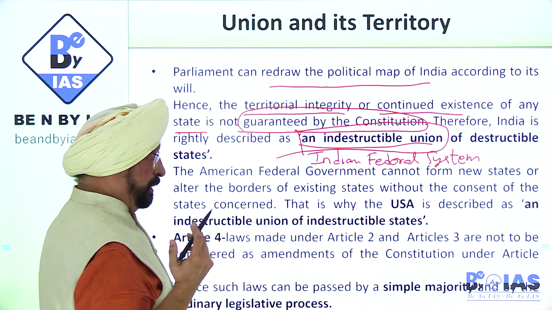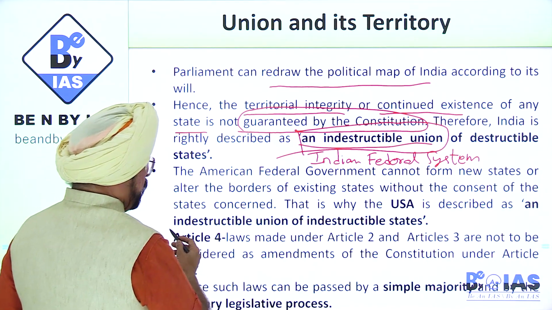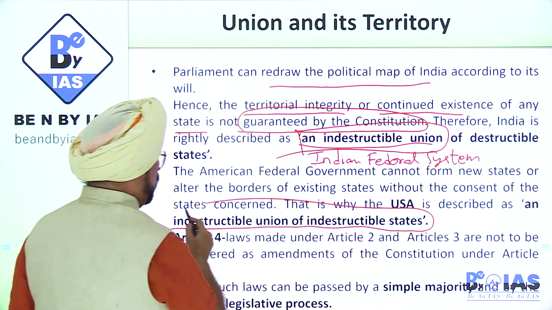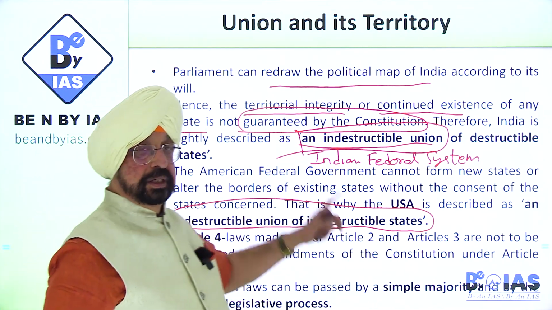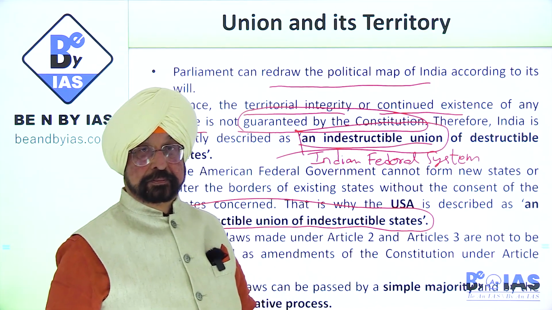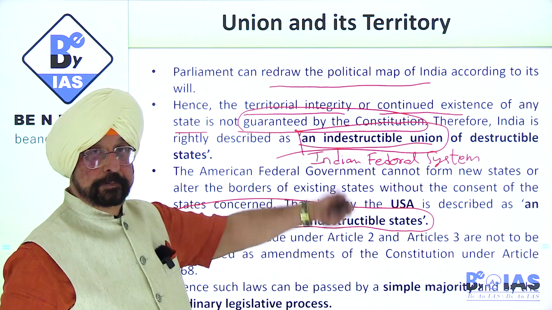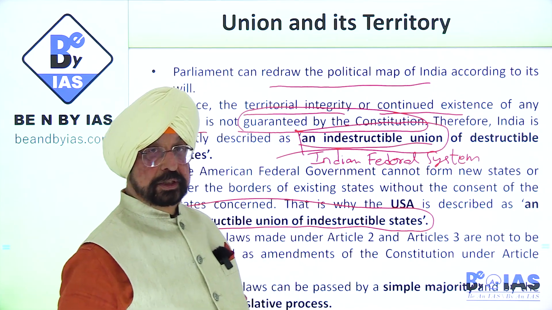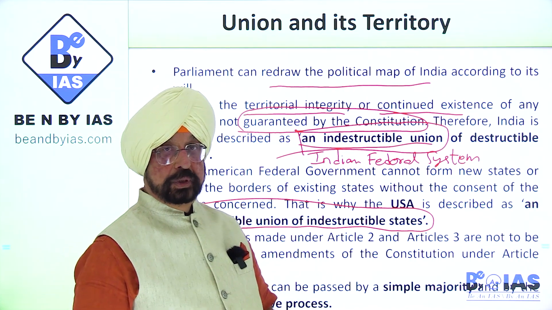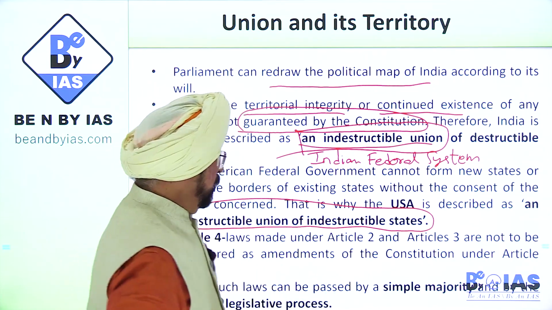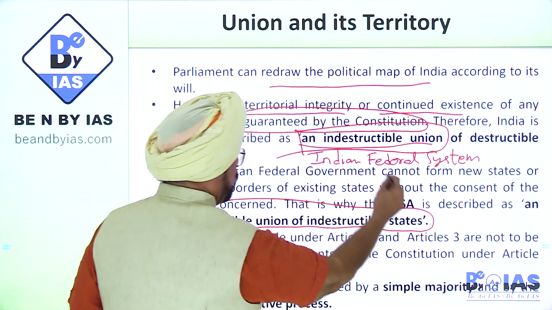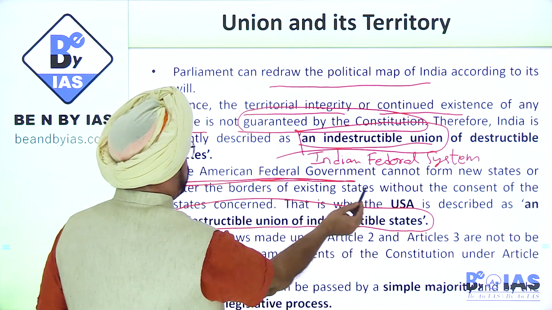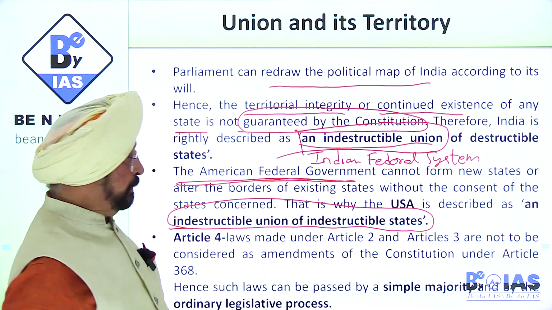USA. But in USA, both are indestructible: an indestructible union of indestructible states. That means the states must give their consent for any changes. Whereas in the case of India, we don't need any consent. Only a process of consultation is there to ask for their views, and which are not even binding. Okay, so this is the difference between the American federal government and our Indian Federation.